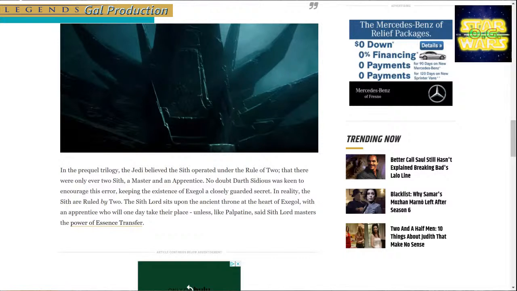I will keep track of that, even though I don't really expand on the Disney lore, just to compare and contrast between the original lore and what is being recreated now. In reality, the Sith are ruled by two. The Sith Lord sits upon an ancient throne at the heart of Exegol with an apprentice who will one day take their place, unless, like Palpatine said, Sith Lords master the power of essence transfer.